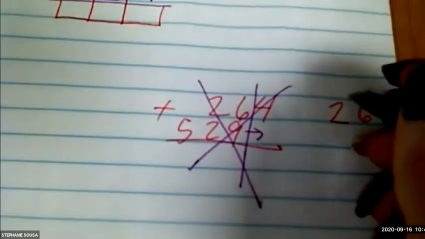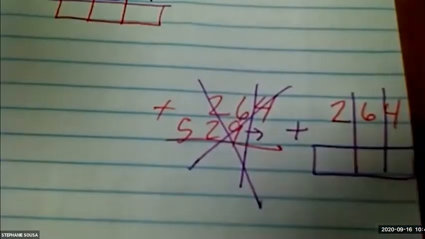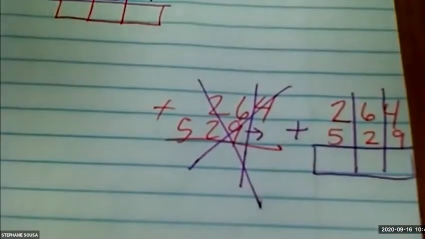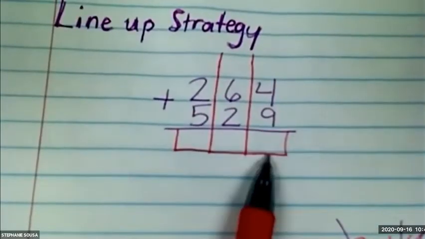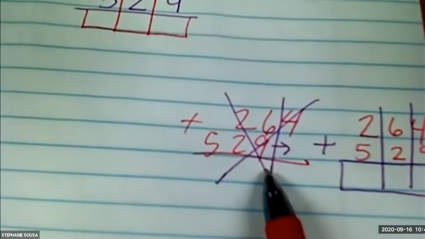264. I could even draw my lineup chart before I write to help me. I could even do it that way. And then I could just fill in my hundreds, tens, and ones. Okay? So this is why it's important to use your lineup, because if you go to do this, you're going to get the wrong answer.